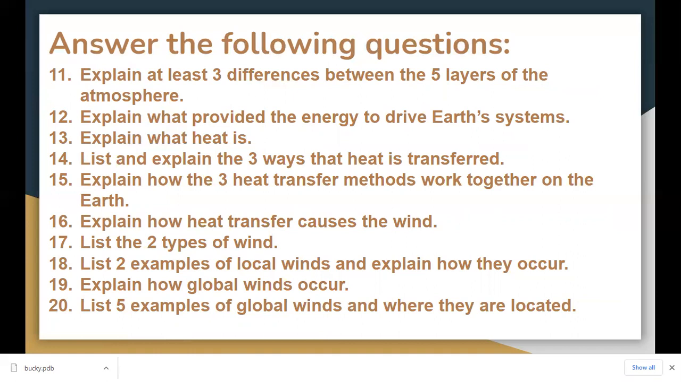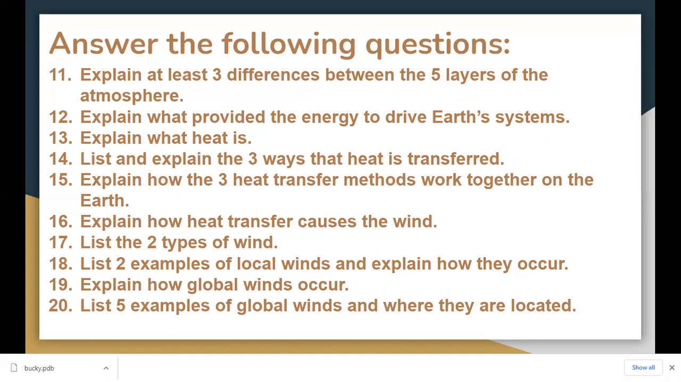Explain what provides the energy to drive Earth's systems. Explain what heat is. List and explain the three ways that heat is transferred. You remember those three ways? Radiation, conduction, and convection, right? Explain how the three heat transfer methods work together on the Earth. Explain how heat transfer causes the wind.